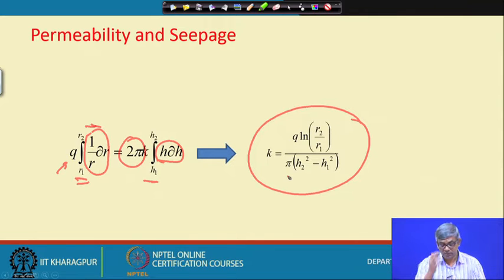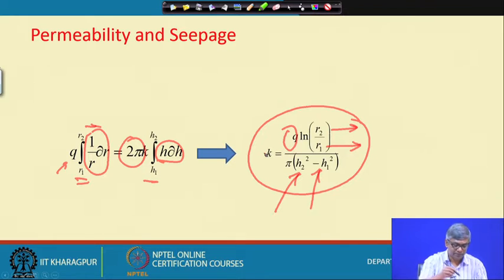So what are the observations? I have to fix two observation wells at distances r1 and r2, which are known. After steady state discharge, I have to observe the head in observation well 1 and observation well 2, that is, what the heights are. These are to be observed, and q, the steady state seepage discharge, is to be measured. Then I can put them in this equation and get the value of the coefficient of permeability.